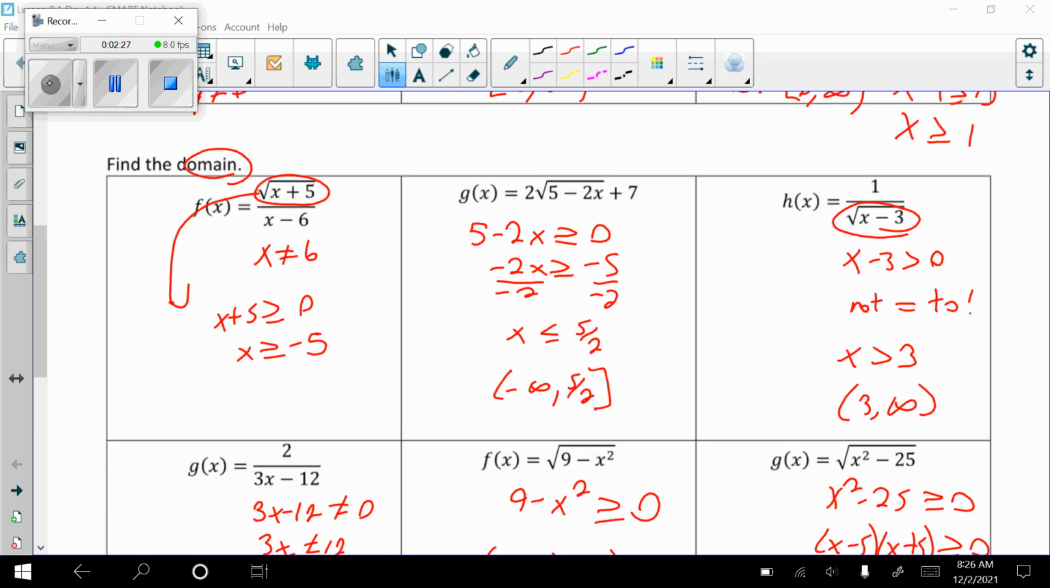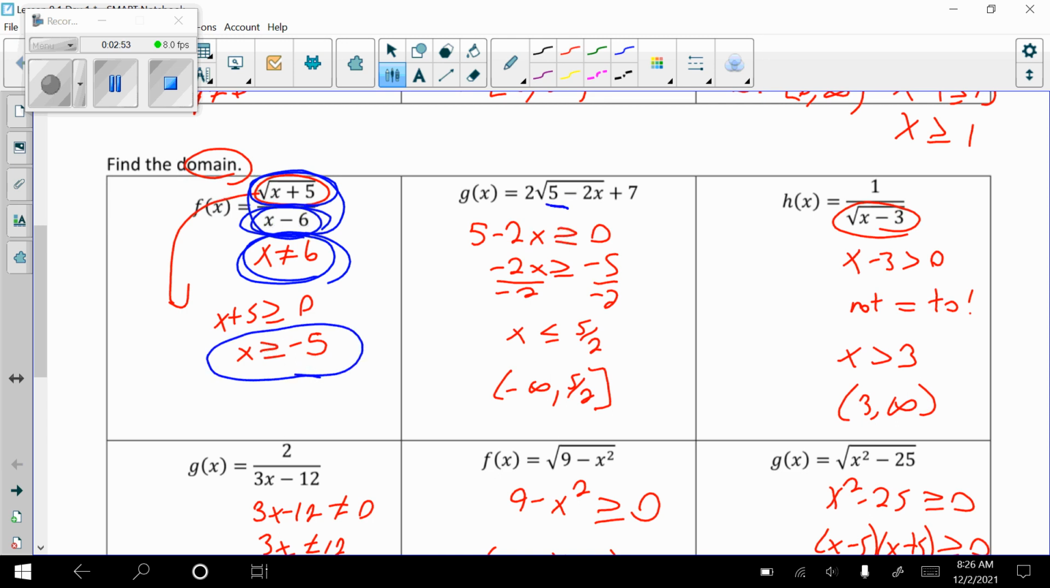Okay, let's go through and talk about each of these. There are two different things going on here. We can't have a 0 in the denominator, so I got this answer, x cannot equal 6. And then here, we cannot have anything less than 0 under a square root. So that's why x has to be greater than or equal to negative 5.